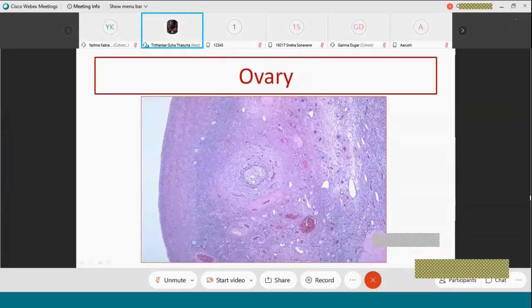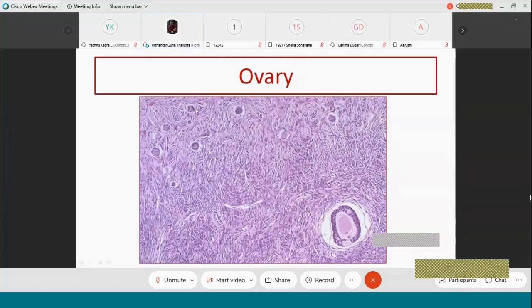This is another high power view where the primordial follicles are looking slightly bigger. This is typically how the ovarian stroma looks like. And you can see here the developing follicle with granulosa cells inside. This is how the developing follicle looks like.